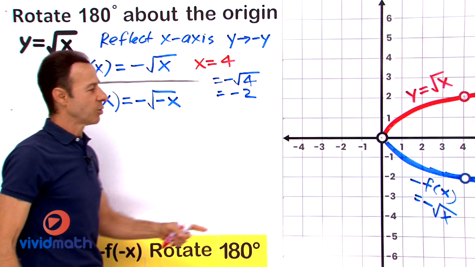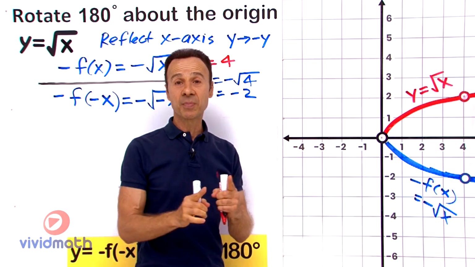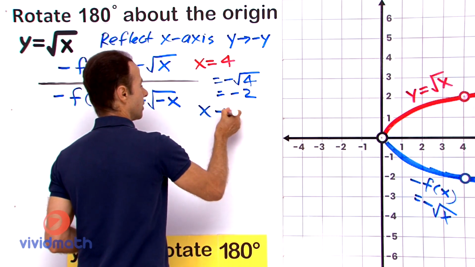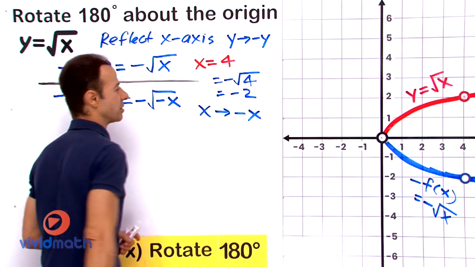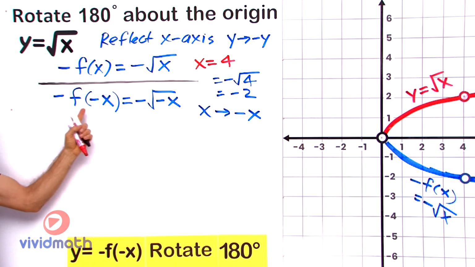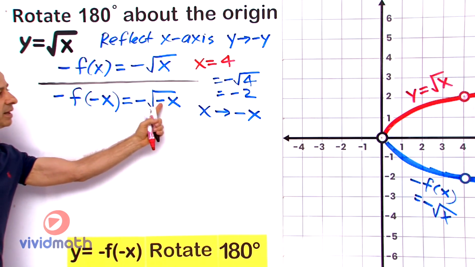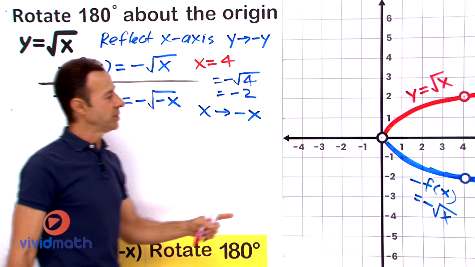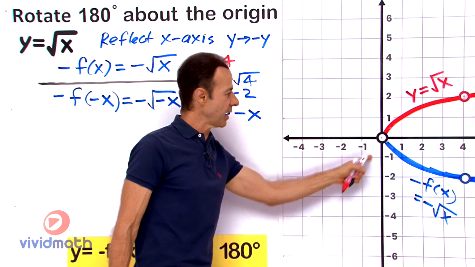We're reflecting about the y-axis, so that means we swap the x for negative x. So we're swapping x for negative x, or we're replacing it. So negative function negative x is negative the square root of negative x. Okay. So that's going to be in this quadrant. It's going to look like that.